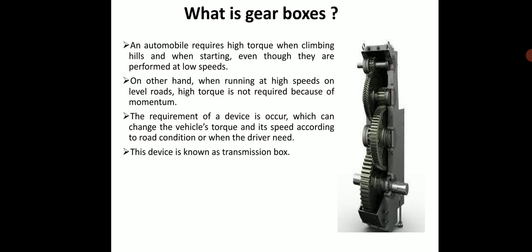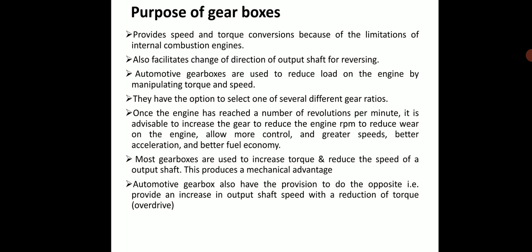An automobile requires high torque while climbing hills or starting, even though these are performed at low speeds. On the other hand, on roads we run at very high speeds, and high torque is not required because of the momentum. A device is required which can change the vehicle's torque and speed according to the road condition when the driver needs it. This device is also called the transmission box.